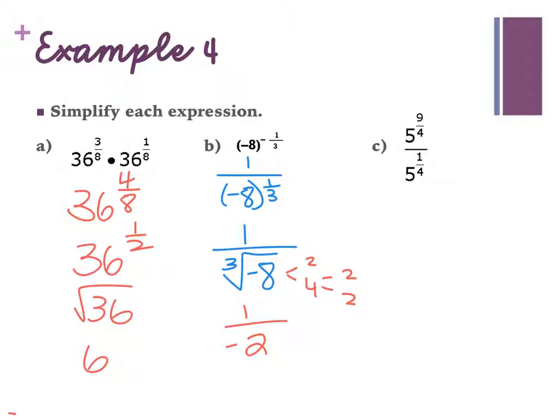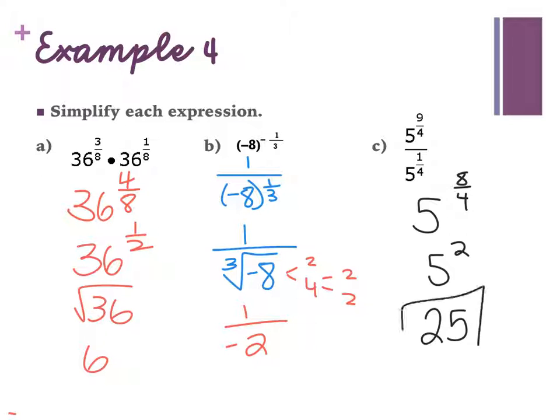All right, and then C, 5 to the 9/4 over 5 to the 1/4. When I divide, what happens to those exponents? Subtract. So 9/4 minus 1/4 becomes? Good. 8/4, which becomes 2, and 5 squared is 25. Questions overall on any of it?